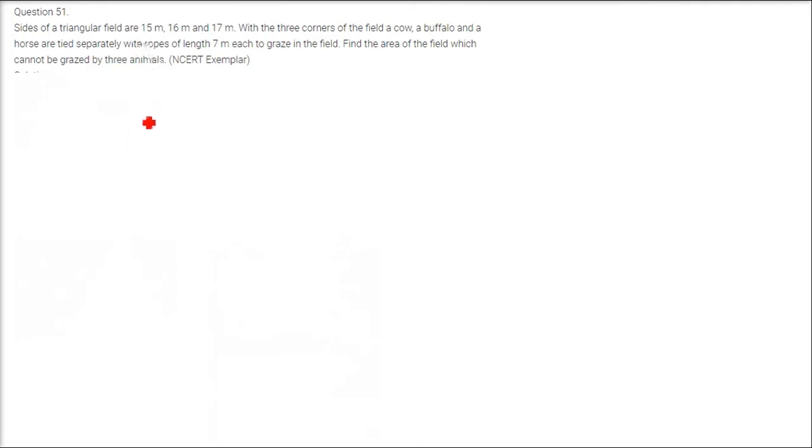Sides of a triangle field are 15, 16 and 17. In the corners of the field, at one corner a buffalo, at one corner a horse, and at the third corner we have a cow. They have been tied separately. The length of the rope is 7 meters for all three animals. Find the area of the field which cannot be grazed by the three animals.